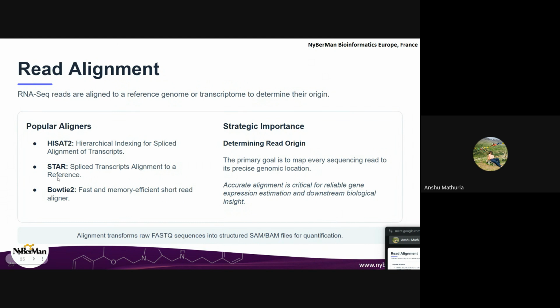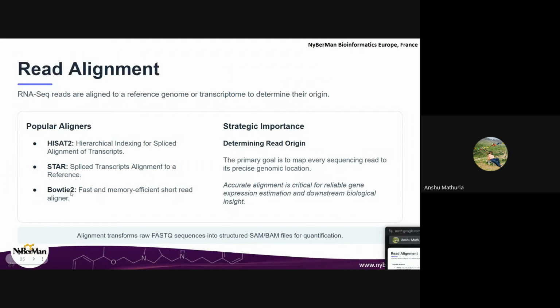STAR is another advanced tool, more prominent and more accurate, with higher speed, but it requires larger space as well. So it is a little computationally heavy tool, but it can be used very proficiently if we have the RNA-seq data on a larger scale. Say we have a very large RNA dataset, then STAR can handle it very proficiently and efficiently.